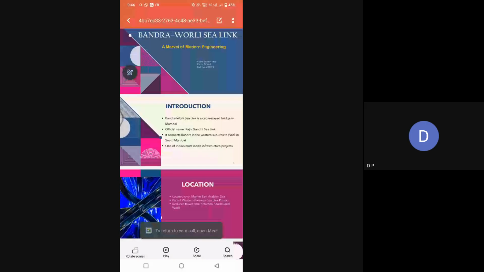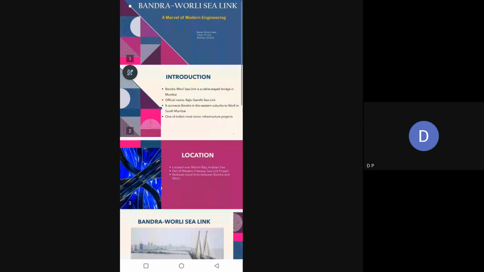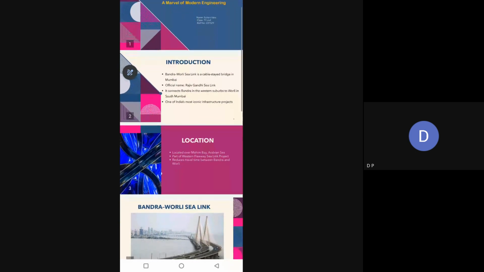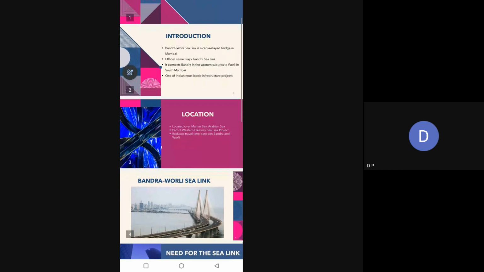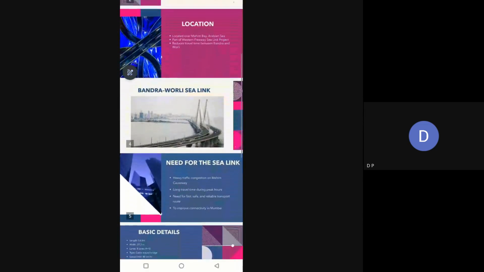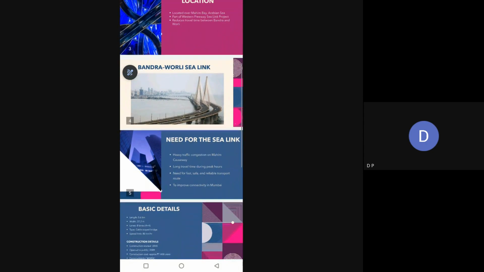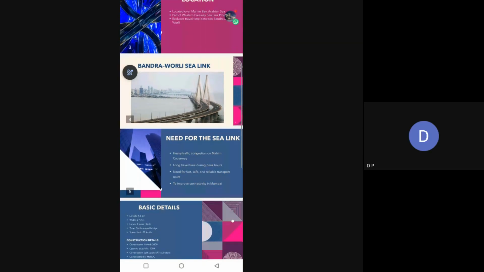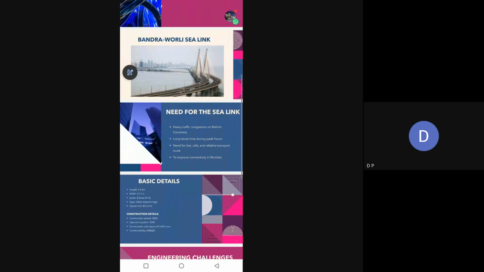Introduction. Bandra Worli Sea Link is a cable-stayed bridge in Mumbai. Official name: Rajiv Gandhi Sea Link. It connects Bandra in the western suburbs to Worli in South Mumbai. One of India's most iconic infrastructure projects. Location: located over Mahim Bay, part of the Western Freeway Sea Link project. It reduces travel time between Bandra and Worli. Need for the sea link: heavy traffic congestion on the Mahim Causeway, long travel time during peak hours, and the need for a fast, safe, and reliable transport route to improve connectivity in Mumbai.